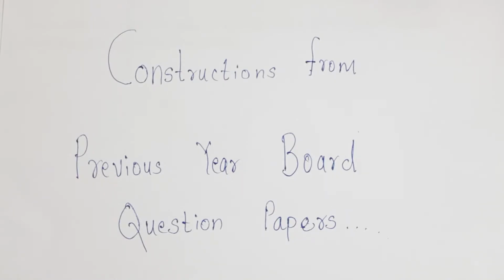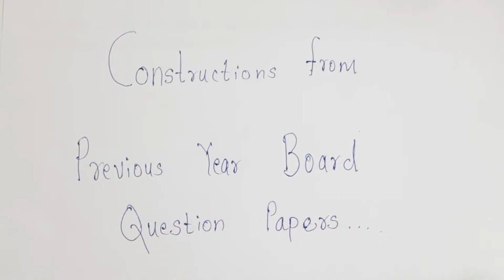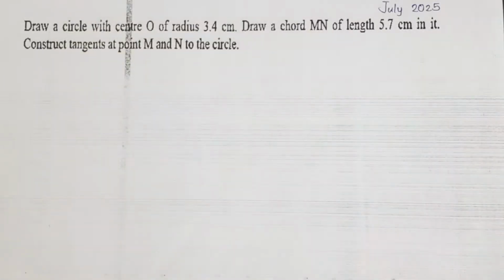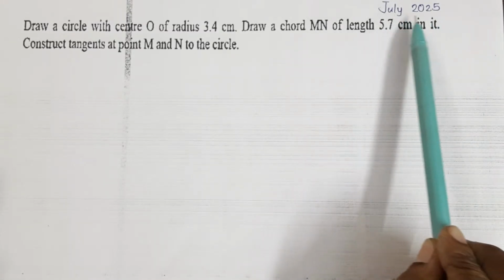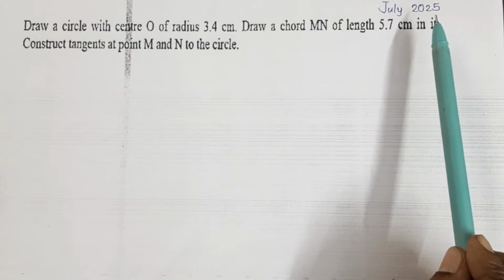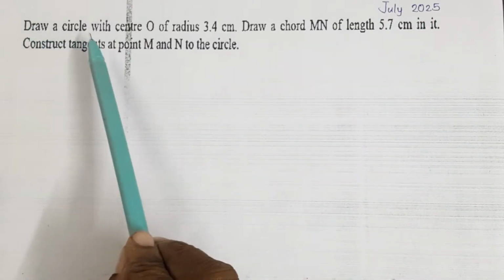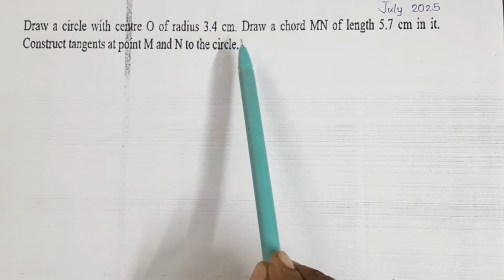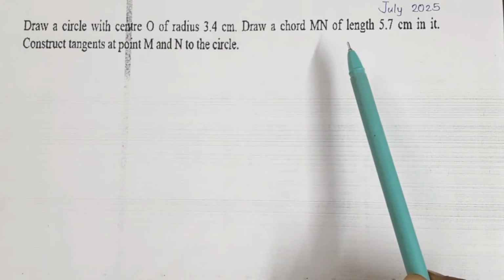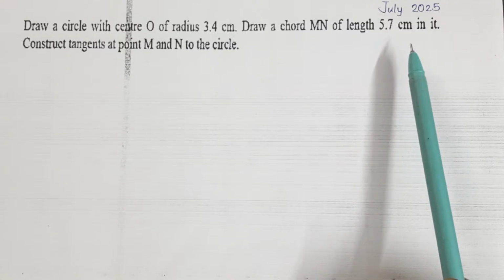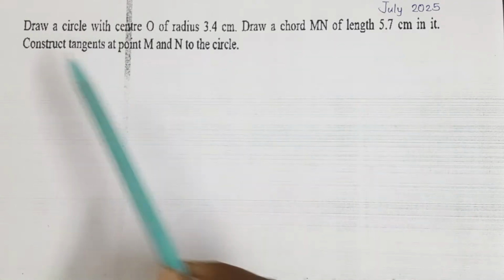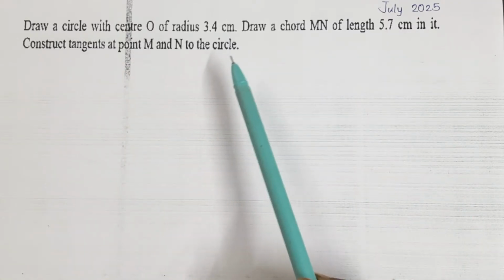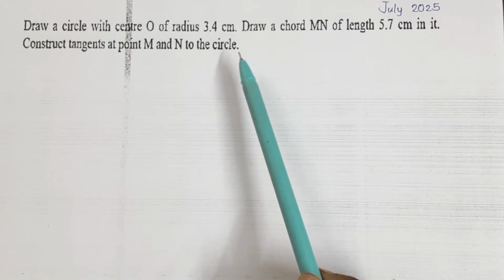Okay students, so let us see the first construction from July 2025. Okay students, the first construction is from the July 2025. What is that? First, draw a circle with center O of radius 3.4 centimeter. Draw a chord MN of length 5.7 centimeter in it. Construct tangents at points M and N to the circle.